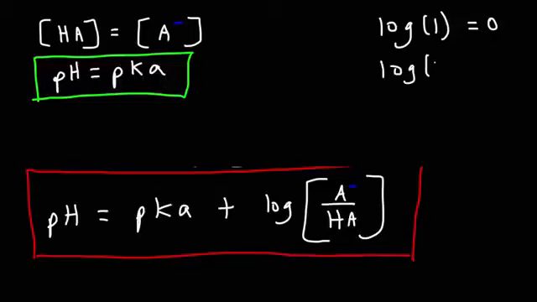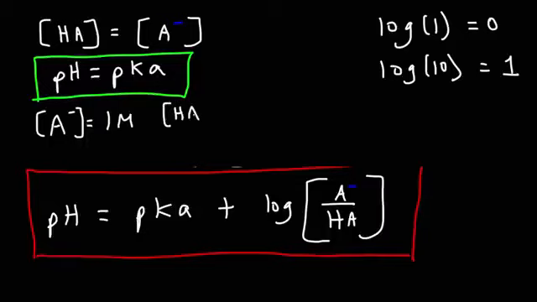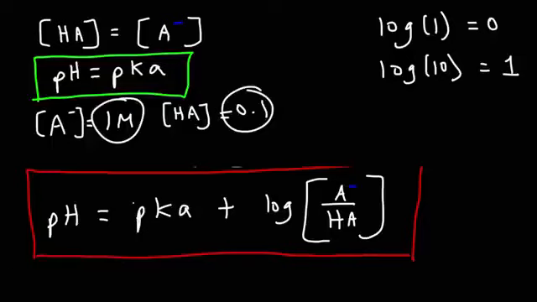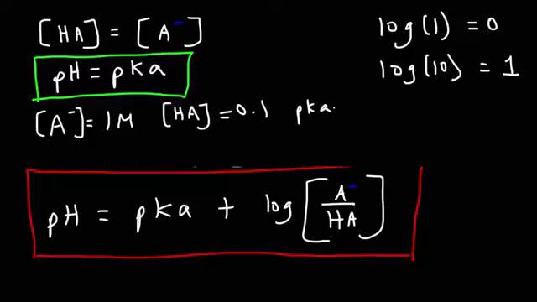Log 10 is 1. Let's think about what that means. Let's say A minus is 10 times the value of HA. Let's say this is 1 M and HA is 0.1. 1 divided by 0.1 is 10. Log 10 is 1. And let's say the pKa is 4. What's the pH? The pH is going to be 1 unit higher.